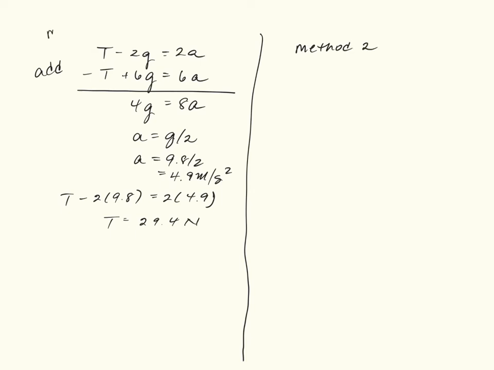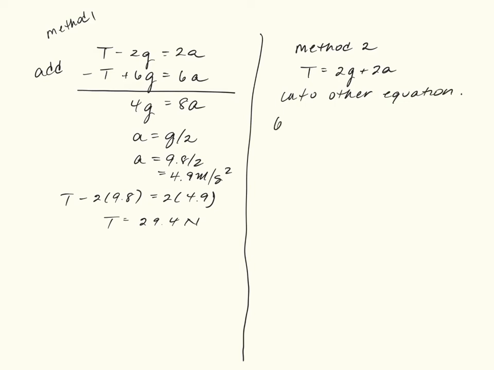Okay, now we're going to do this by a second method, which is the method of substitution. I guess I should call this one method 2. So in method 2, what we're going to do is solve one equation for T. And then we're going to put that value of T into the other equation.